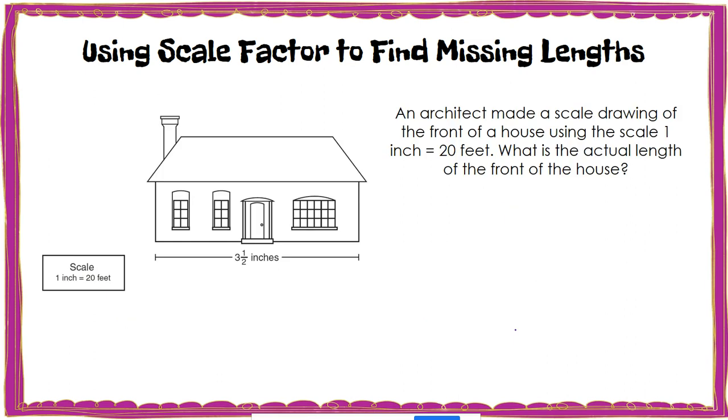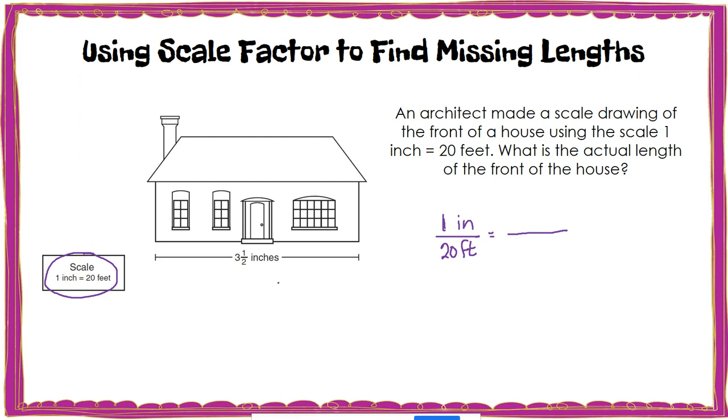From this picture, I can see that an architect made a scale drawing of the front of a house using the scale 1 inch equals 20 feet. I want to know the actual length of the front of the house. Again, if I know the scale factor, that's going to be the first thing that I use in my ratio. So, since my scale factor is 1 inch equals 20 feet, I'm going to write a ratio that says 1 inch to 20 feet.